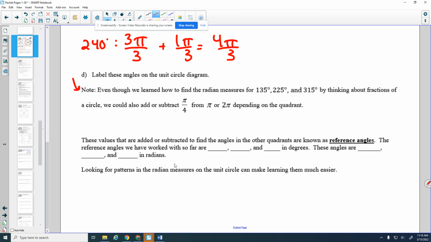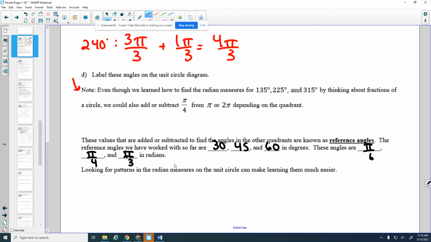Now, this will be more important a little bit later in the unit, but we're going to give some vocabulary to this. These values that are added or subtracted to find angles in other quadrants are known as reference angles. So that word reference, it's like a starting point. The reference angles we have worked with so far in degrees are 30, 45, and 60, right? Those are the angles that we use to get in the other quadrants. And the angles in radians are pi over 6, pi over 4, and pi over 3.